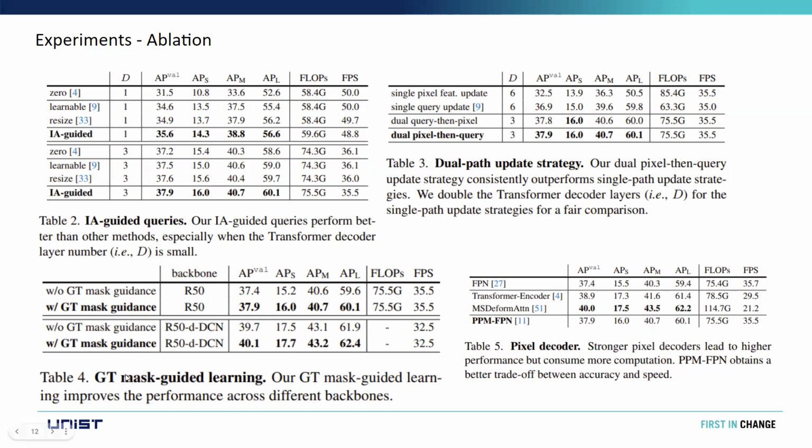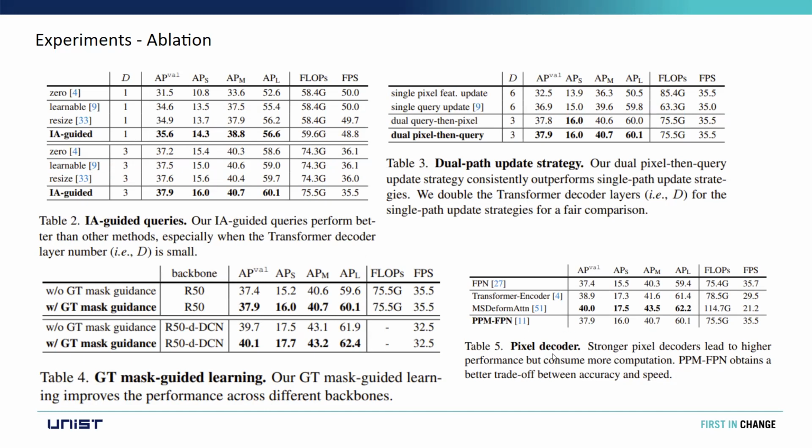And we come to table 4. We have ground truth mask guided learning. So they've checked whether this ground truth mask guided learning helps the accuracy. And it's doing well, but not so great. So I would say the ground truth mask guided learning is not that big of a main contribution. The main contribution of this paper, I would say, is this AI-guided queries to prevent the network from using many decoder layers. They provide these AI-guided queries, and also to have better FPS.